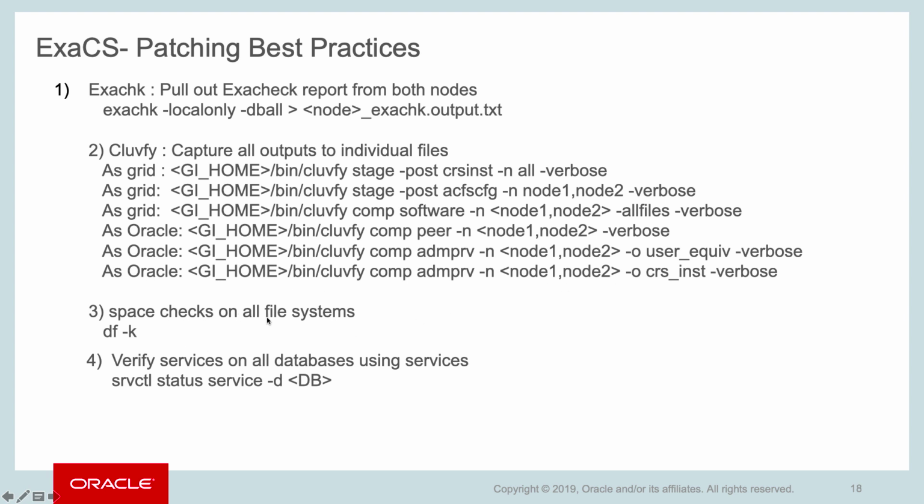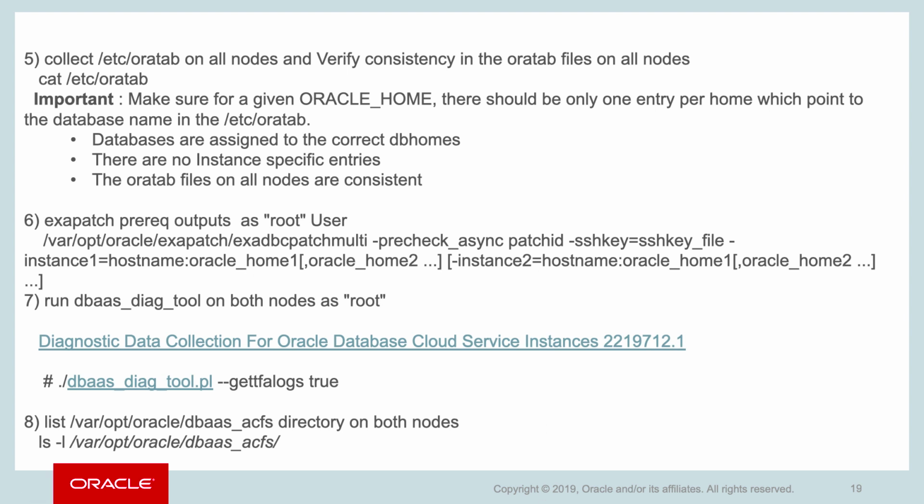You should also be checking all the file system spaces, and you can make sure that databases are running by using srvctl commands. You will know the status of them. Look at the etc oratab entries just for consistency across all the nodes. Make sure for a given Oracle home there should be only one entry per home which points to a database name in etc oratab.